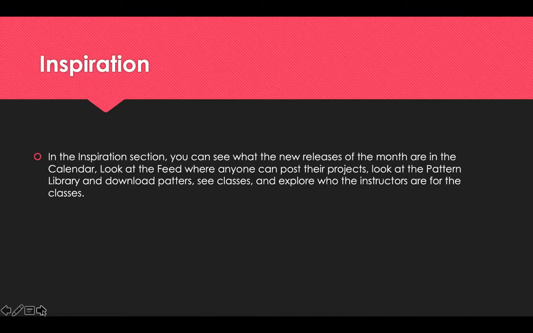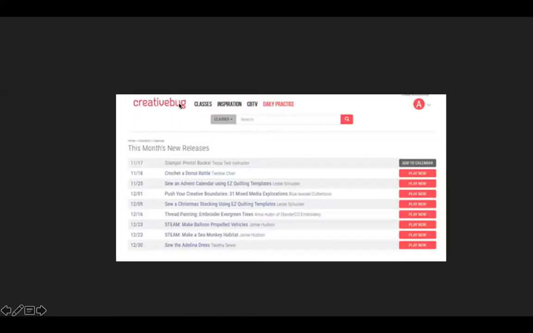And then the inspiration section is just all of the new releases in the calendar. It'll tell you when certain upcoming classes are going to be released. Because there are certain ones that are features, so they don't allow access until a certain date. And then there are them for each month. So this was, I think this was last year, the different releases for November and December.